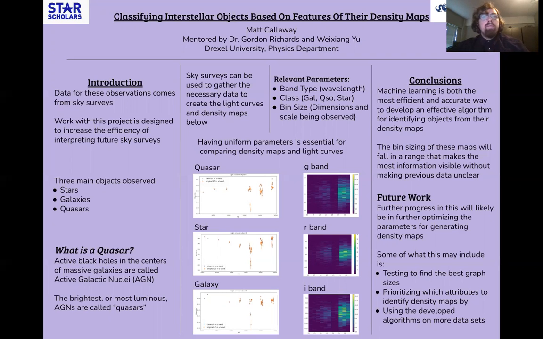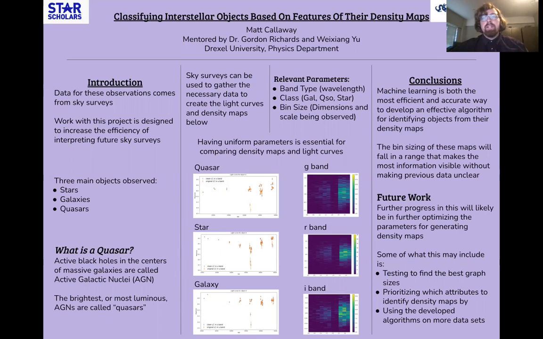I mentioned that one of the objects being observed is quasars, but what is a quasar? Active black holes, or black holes that are consuming mass, that are at the center of massive galaxies are called active galactic nuclei. And the most luminous of these are called quasars.